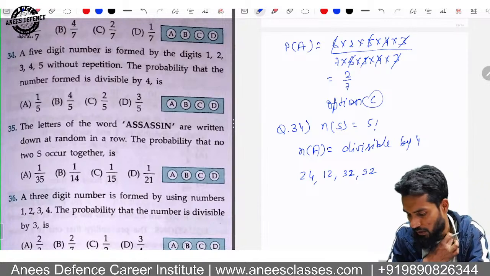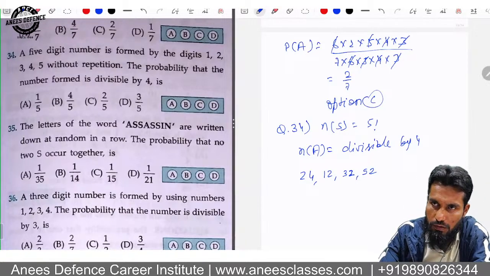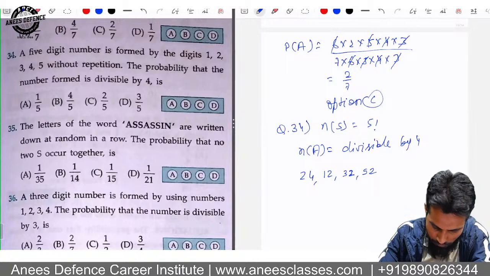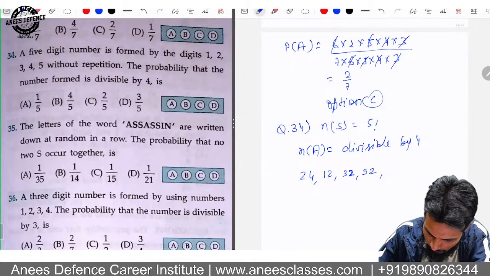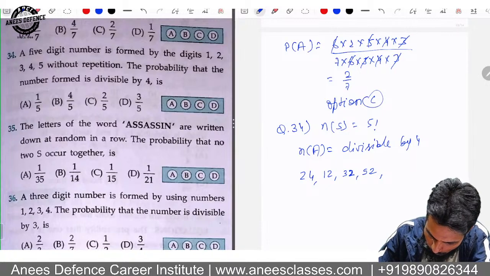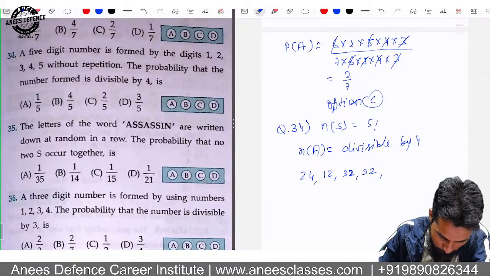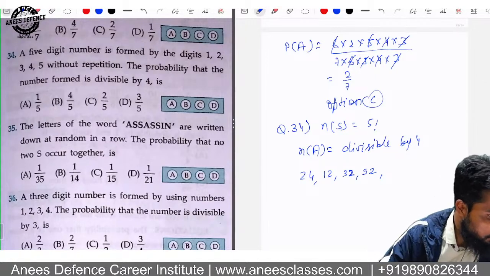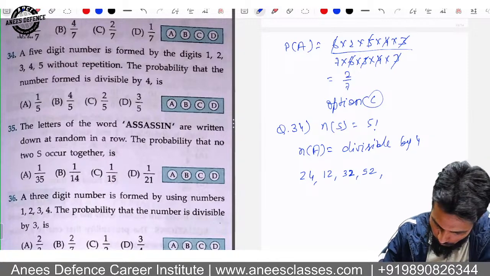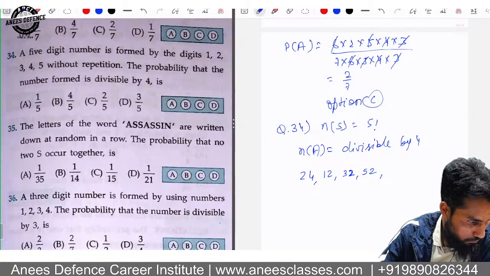So 4 by 5 factorial. 4 will cancel each other. 3 into 2, 6, 6 into 5 is 30. 1 by 30? No, there will be more numbers. Check. There are more numbers. 42. So 12, 24, 32, 52, 42. Okay, the last 2 digits can be any of these. Fine, so 5 cases from here.